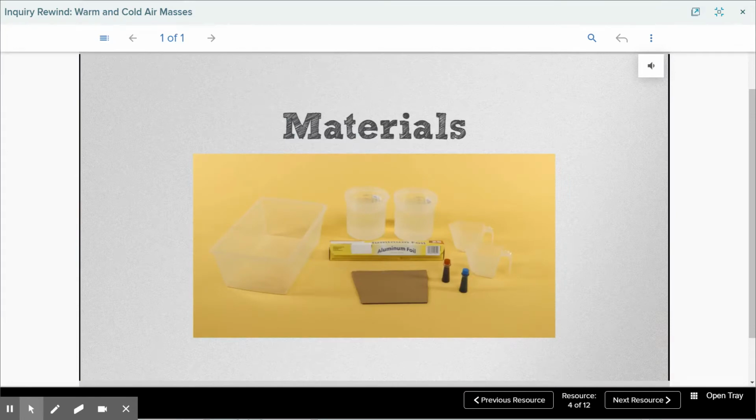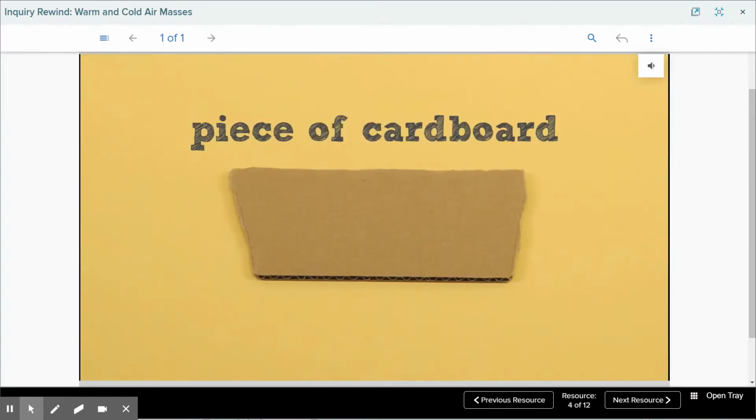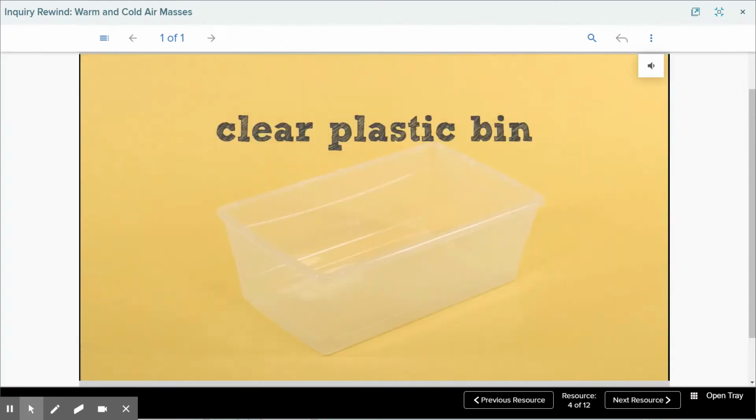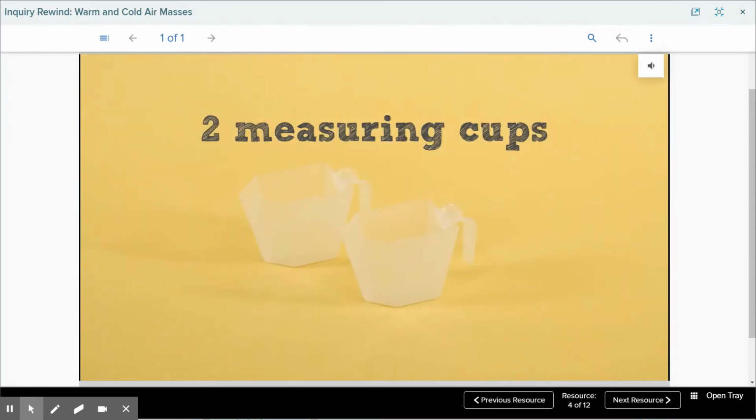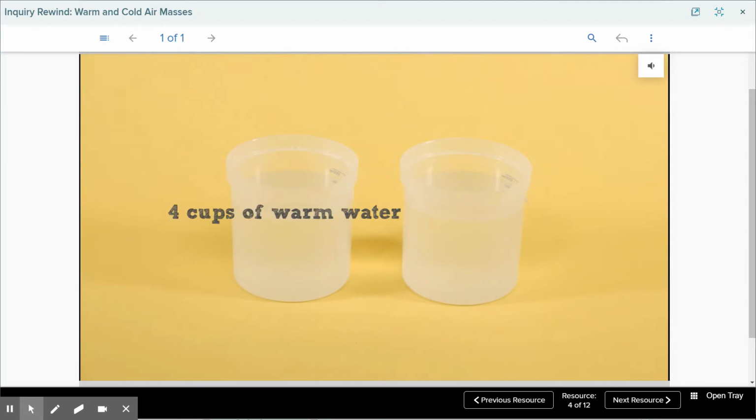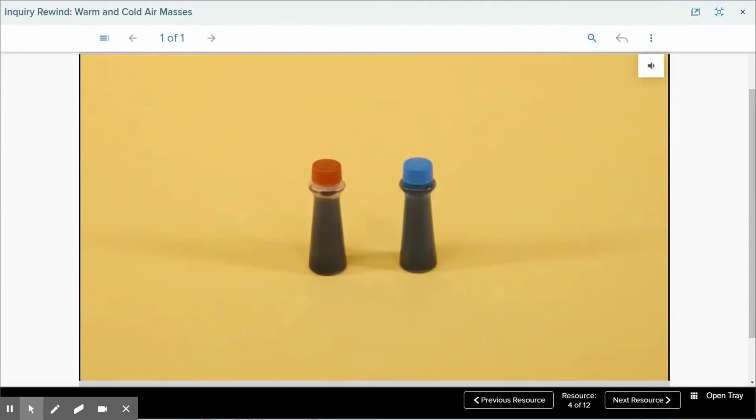To investigate the movement of air masses through the observation of water, you will need a piece of cardboard, aluminum foil, a clear plastic bin, 2 measuring cups, 1 container filled with 4 cups of warm water, 1 container filled with 4 cups of cold water, red and blue food coloring.